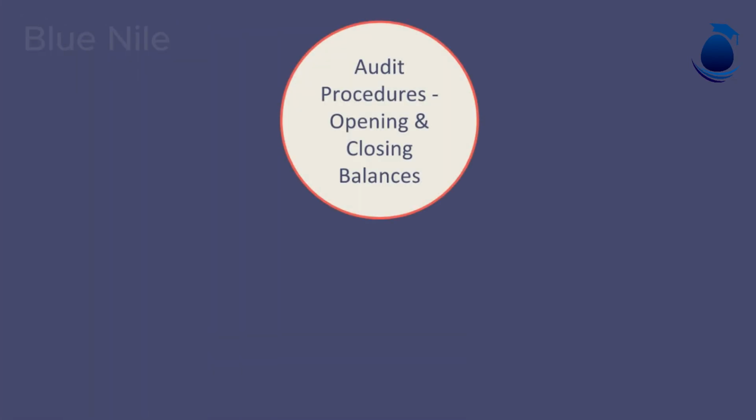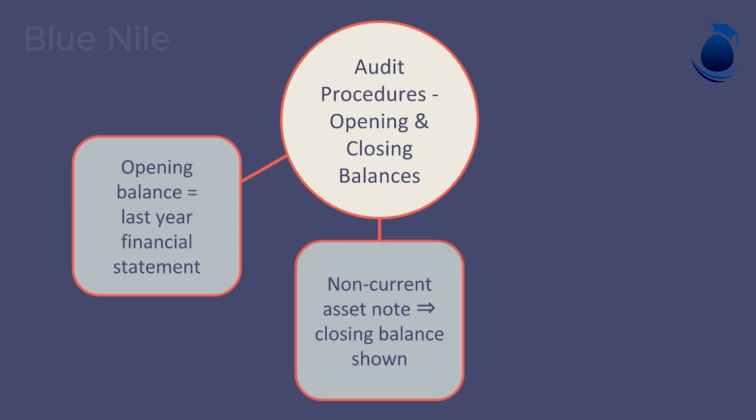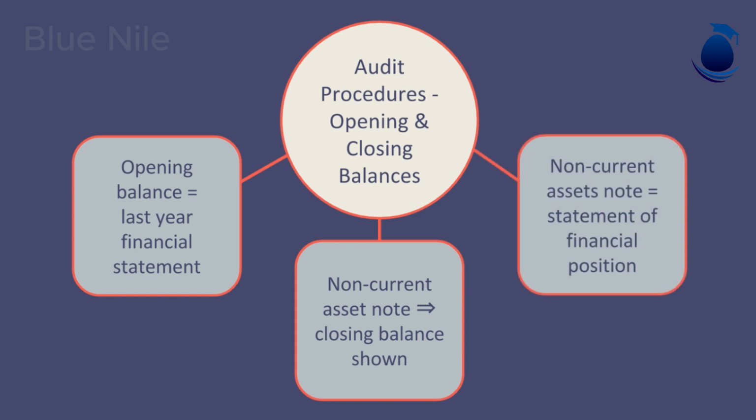Audit procedures for opening and closing balances include agreeing the opening balance to last year's financial statements, adding up the non-current asset note to ensure the auditor agrees with the closing balance shown, and agree the closing balance for non-current assets in the note to the balance shown on the statement of financial position.